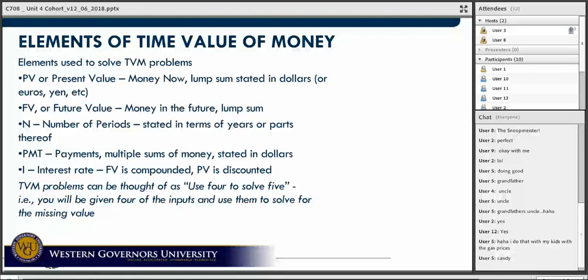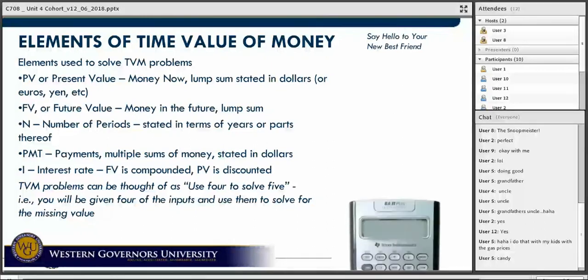We've got payments, which are multiple sums of money of equivalent amounts stated in dollars or euros or yen. And then we've got the interest rate. And we compound to the future and we discount to the present. Now, TVM problems can be thought of as use 4 to solve 5. You'll be given 4 of these, or at the very least 3. Some questions don't require a payment entry. But you'll be given these, and the idea is you plug in the ones you've got to find the one that's missing.